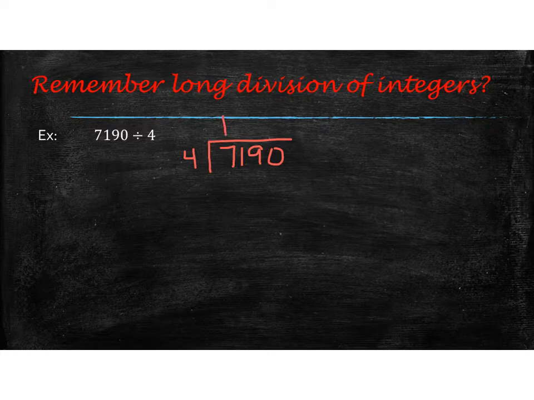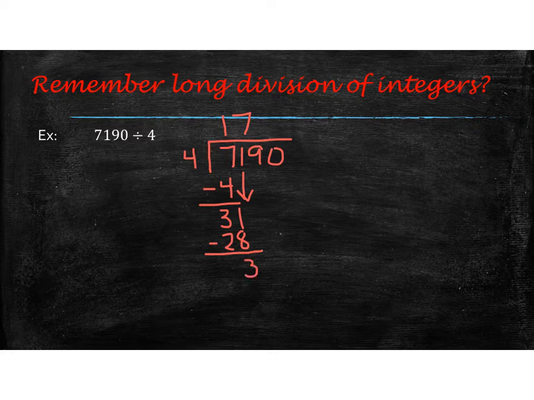Then you take 1 times 4, you put it under the 7, and then you subtract. So that gave you 3. Then you brought down the next digit, 1. 4 goes into 31 7 times, so you put a 7. 7 times 4 is 28, so you'd put that underneath here. Then you would subtract. You always subtracted. You took 31 minus 28, that gave you 3.